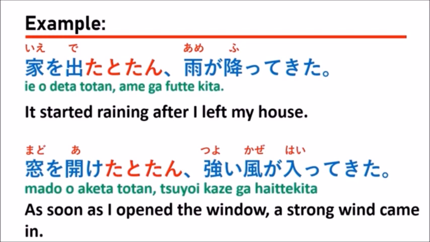So in Japanese, the first situation that happened is you open the window, and the second situation is the strong wind came into your house. So you should understand that when you use the grammar of ta Totan, the situation happened in the past, and when you did something, the second situation happened very soon, just after the first situation happened.